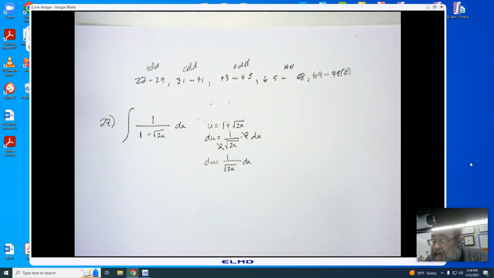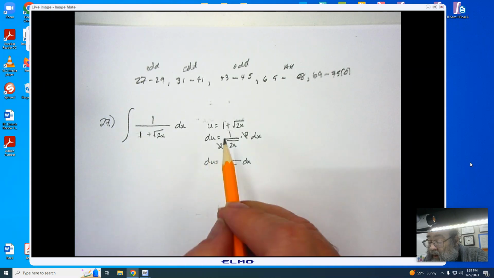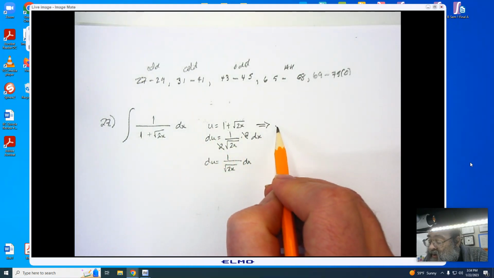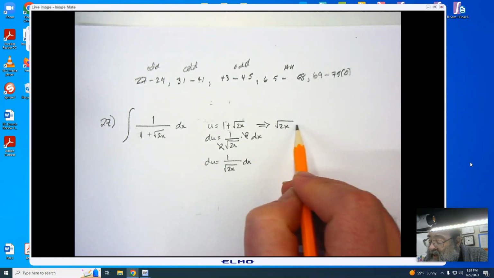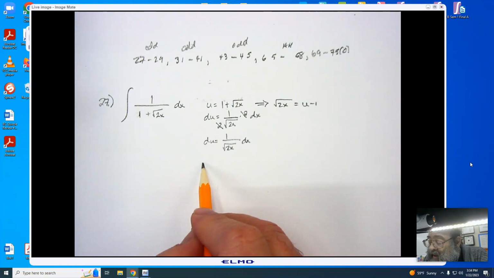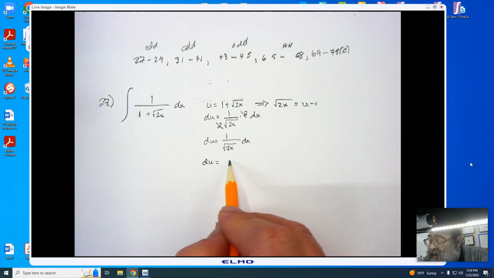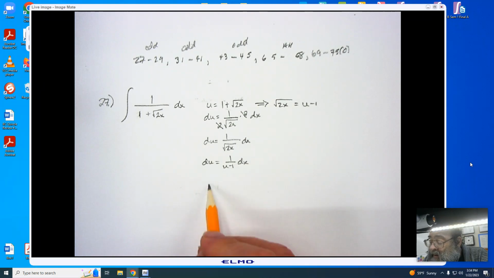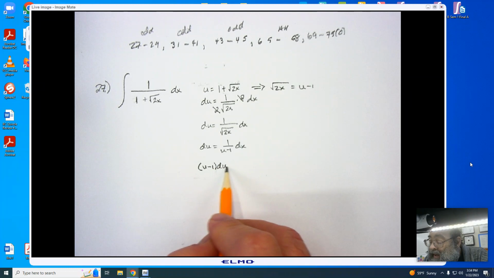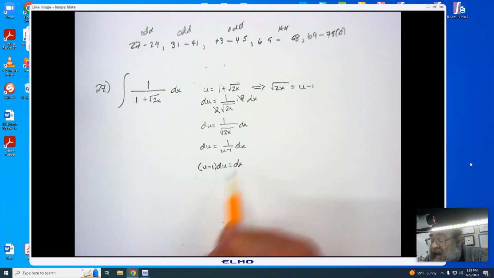Now, don't let yourself get frustrated, because somewhere in here we should be able to see a square root of 2x. It's right here. Notice I can now change this: the square root of 2x is equal to u minus 1, and now I can say that du is equal to 1 over u minus 1 dx, and therefore u minus 1 du is equal to dx.